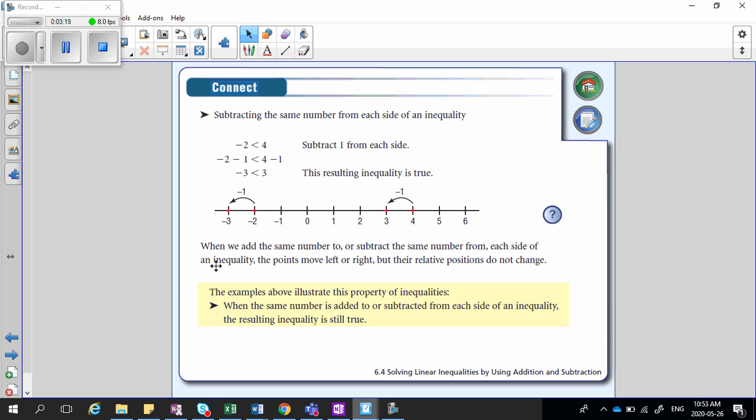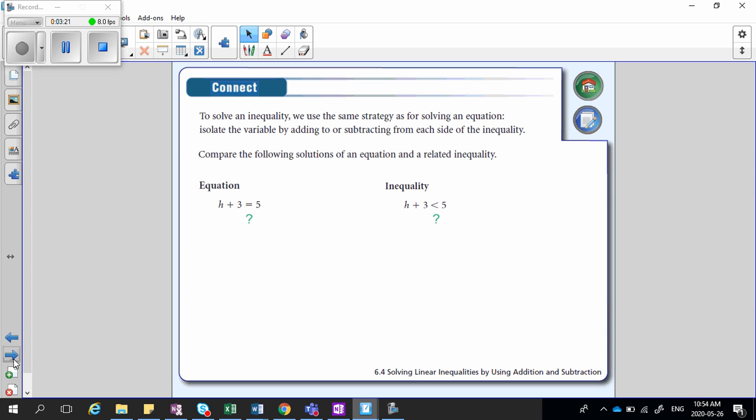Okay, so that's what this rule says down here. All right, so let's try an example. Oh, I was just going to show you this.